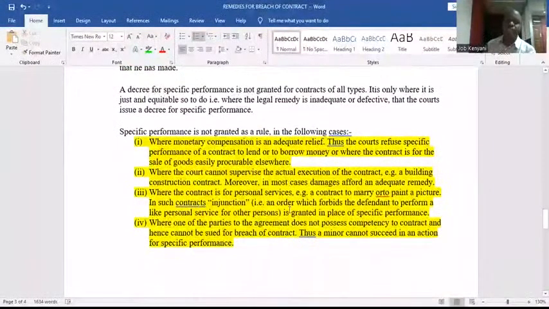Then where one of the parties to the agreement does not possess competency to contract, a person who is not actually qualified, who doesn't have the experience to perform his roles or duties under the contract, the court won't give specific performance as a remedy. They go for other options, maybe compensation or damages, or quantum meruit.